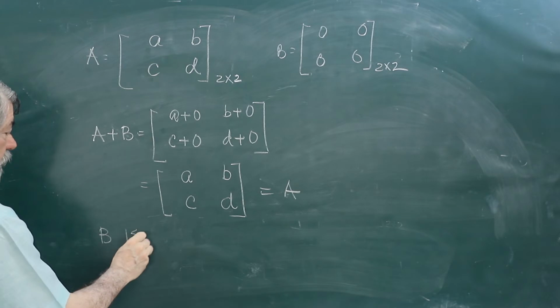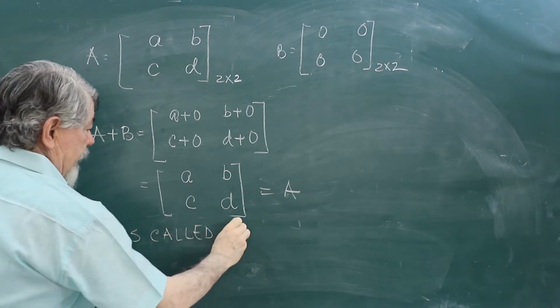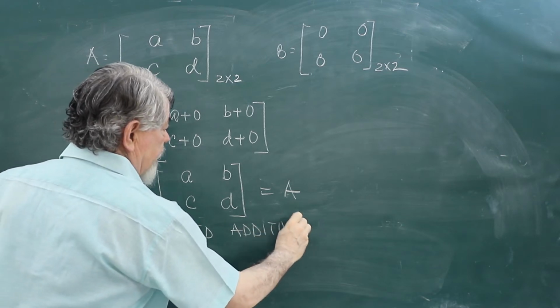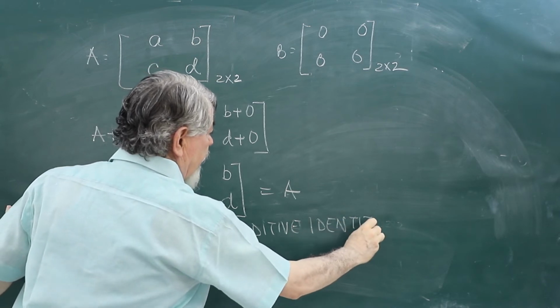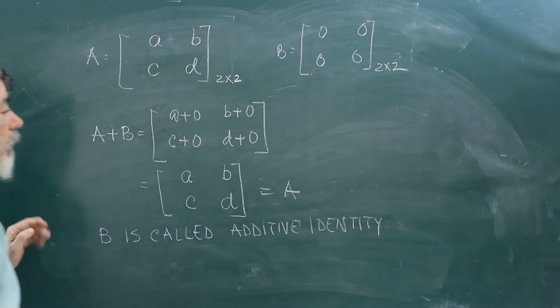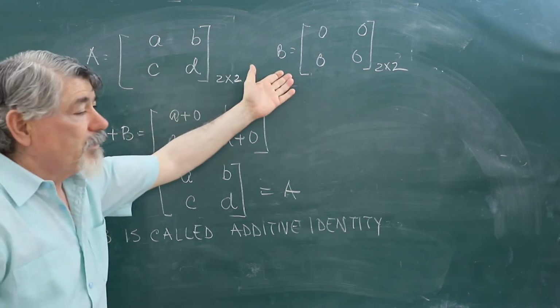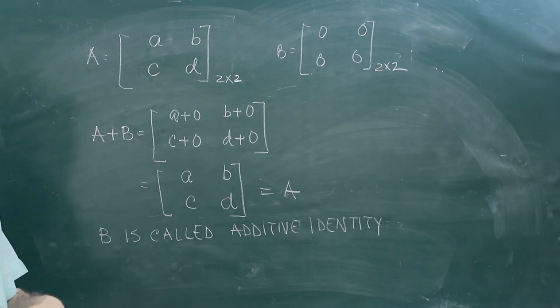B is called additive identity. And additive identity in case of addition of matrix is the null matrix. B is a null matrix or zero matrix where all the elements of the matrix are 0, 0. Now let us see additive inverse.